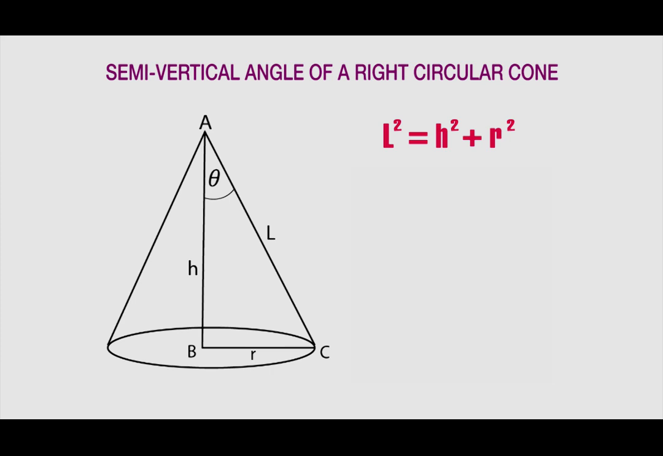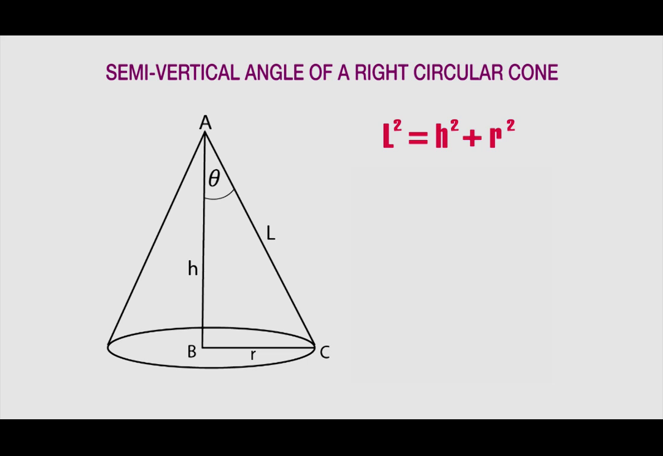Now considering triangle ABC, we can apply any of the trigonometric ratios to find the semi-vertical angle theta. I hope you remember our trig ratios. We have sine, cosine, and tangent. Now from triangle ABC, we have theta as an angle, and we have the sides of the triangle to be R, H, and L. So fortunately, we have all the sides of the triangle.